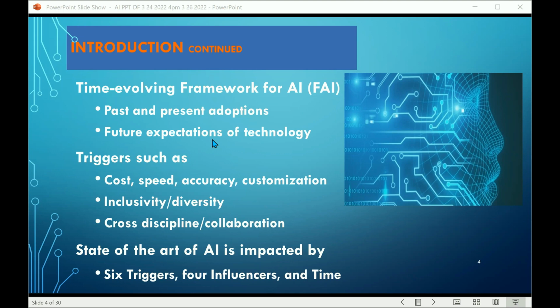Triggers such as cost, speed, accuracy, customization, inclusiveness, diversity, and then there's cross-discipline and collaborations. State of the art of AI is impacted by 6 triggers, 4 influencers, and time.